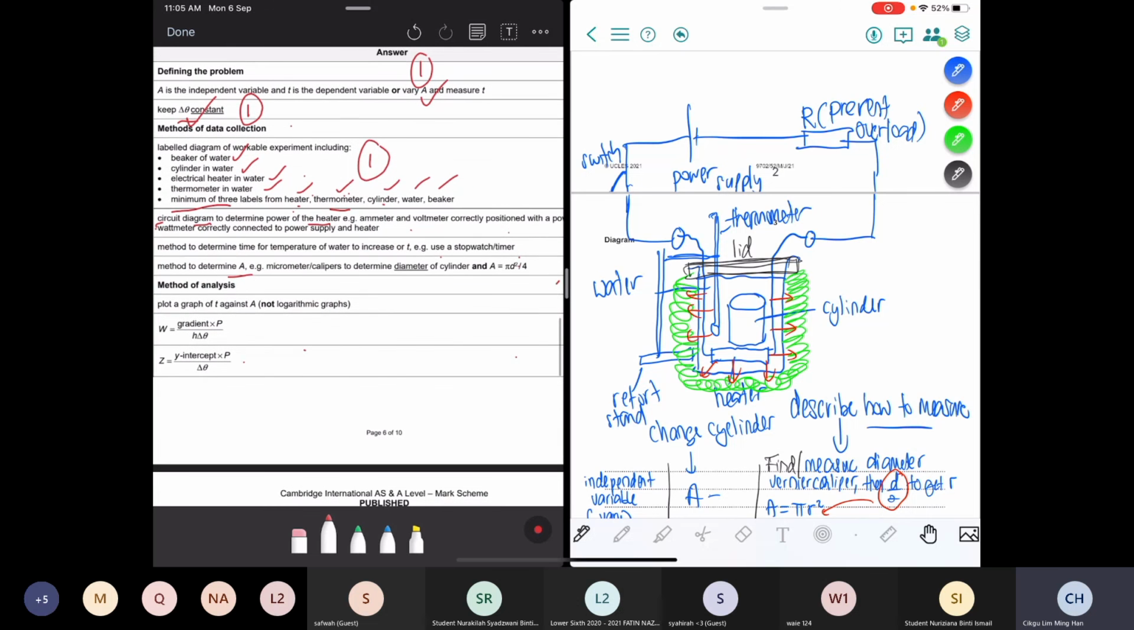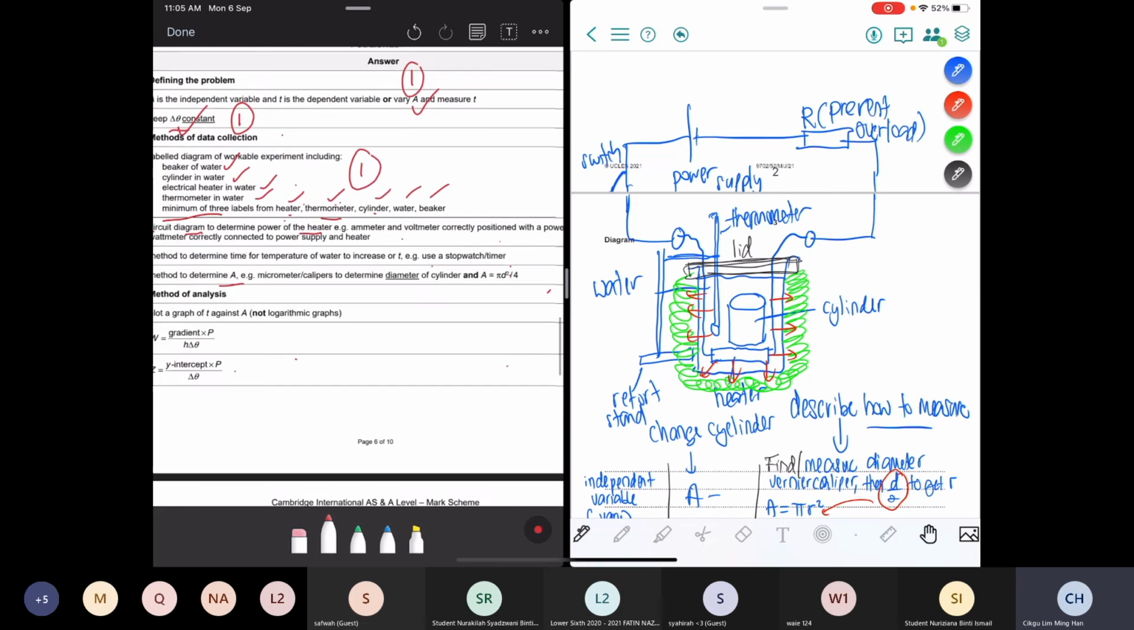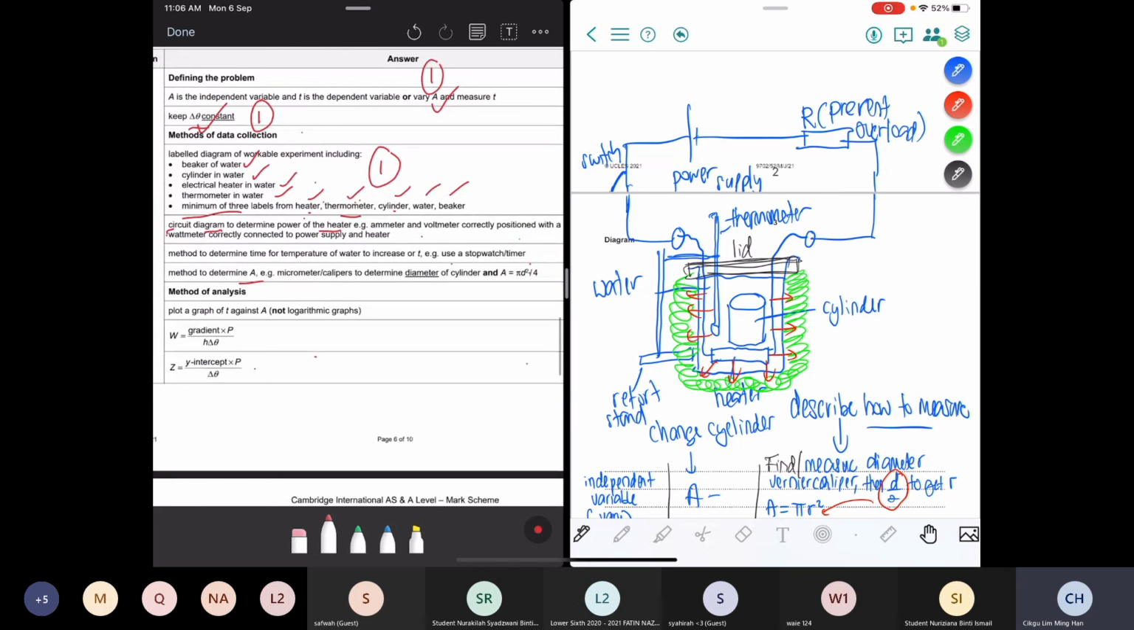Here, we missed this mark. We didn't say how to find out the ammeter and the wattmeter. So maybe I add on here: the ammeter must be next to the power supply, and the wattmeter must be across the power supply. This is for us to find out the power, P equals IV. So sadly, this one gets 0 marks. Determine using thermometer and stopwatch. Yes, we have 1 mark.